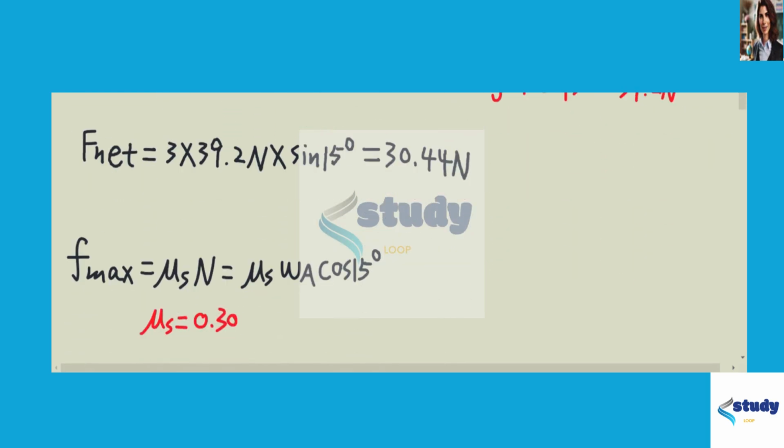So now let's get the maximum friction on package A, which is mu S n, which is mu S WA cosine 15 degrees. And we know mu S is equal to 0.30. So therefore we have 0.30 times 39.2 Newtons, and then times cosine 15 degrees. And this will give us the static friction, or the maximum friction, is about 11.36 Newtons.